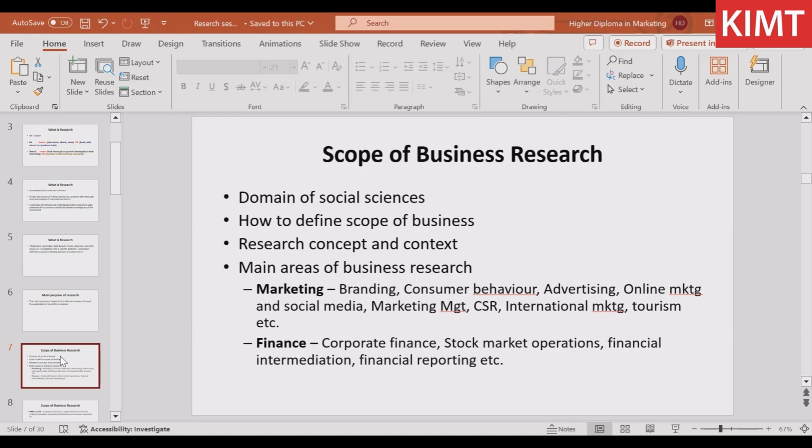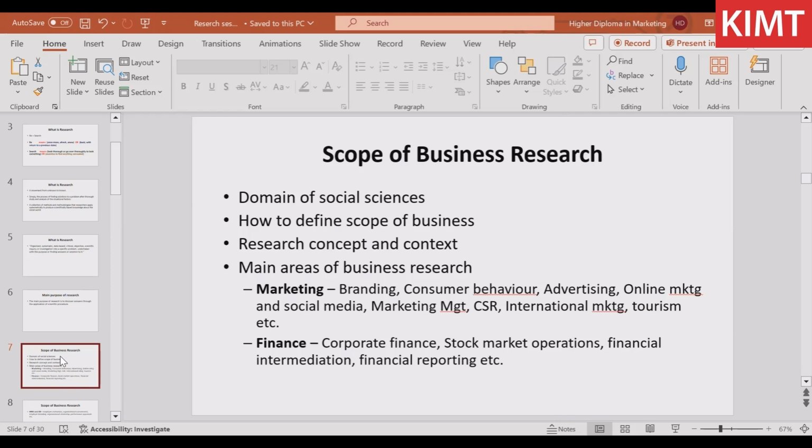That is called action, applied research. But we are in social science research. Remember, in social science, we are more on the business side.